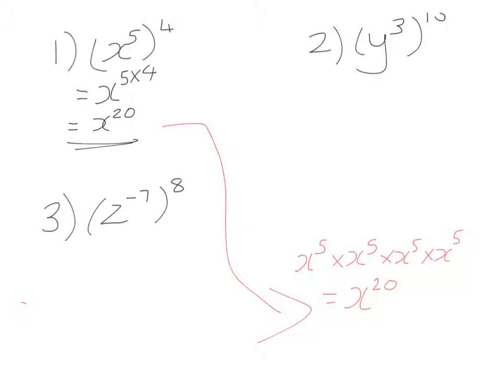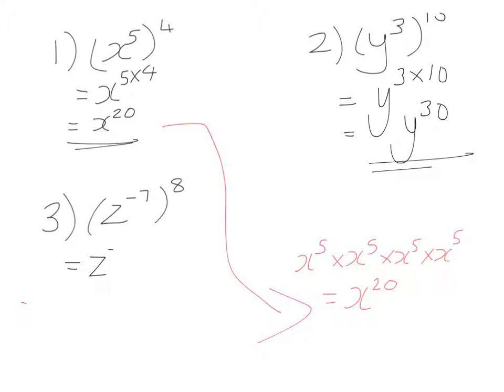Right, number 2, we've got y cubed to the power 10, so we can just multiply the powers together. It will be 10 times 3, or 3 times 10, which will be y to the power 30. Number 3, z to the minus 7 to the power 8. We can just multiply the powers together, so that will be minus 7 times 8, which is going to be z to the power 56. No, it's not. It's going to be z to the power minus 56, because a minus times a positive is negative.